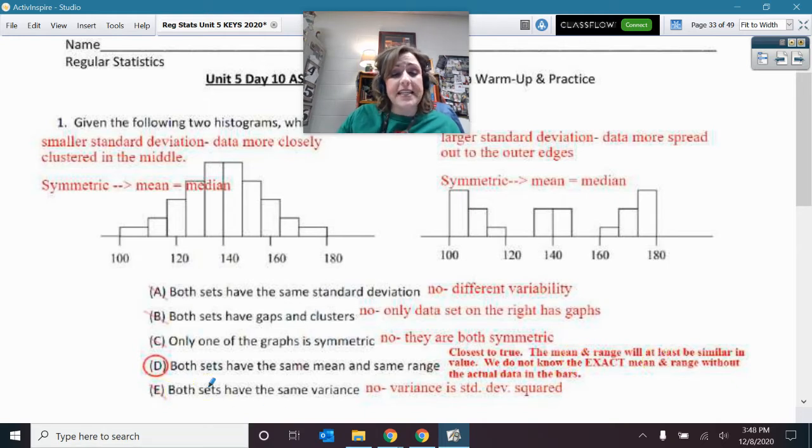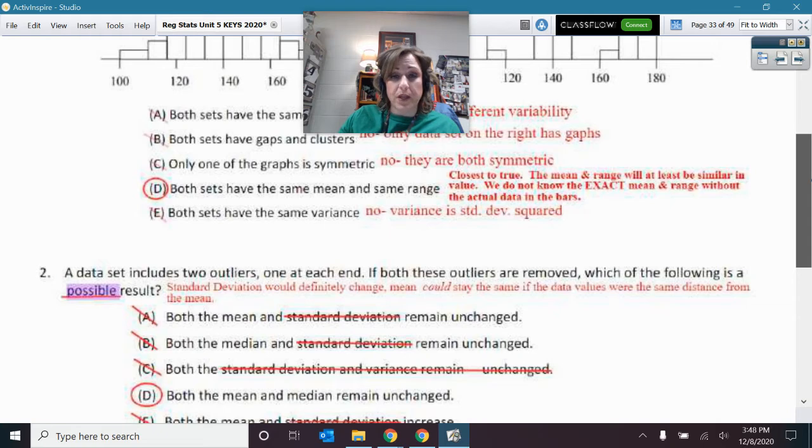but that looks like the closest answer because E says they both have the same variance. So if you remember, variance is the standard deviation squared. Well, this one has a larger standard deviation, so then it's going to have a larger variance. So that's definitely not true.